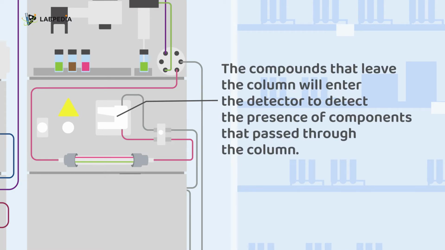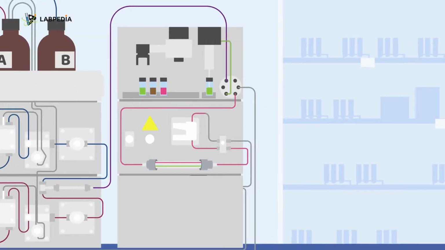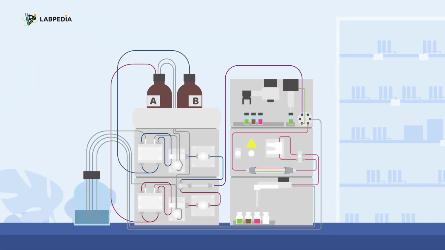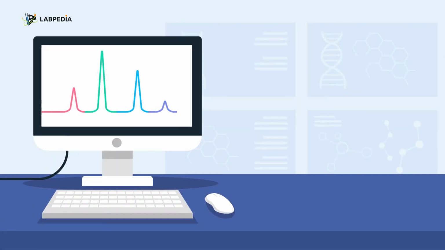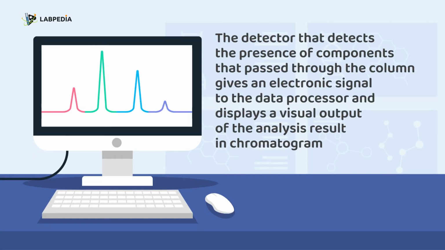The compounds that leave the column will enter the detector to detect the presence of components that pass through the column. The detector gives an electronic signal to the data processor and displays a visual output of the analysis result in a chromatogram.